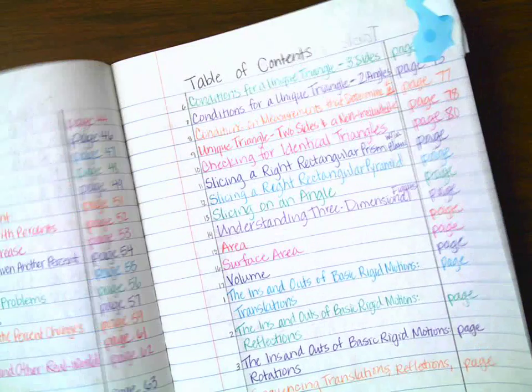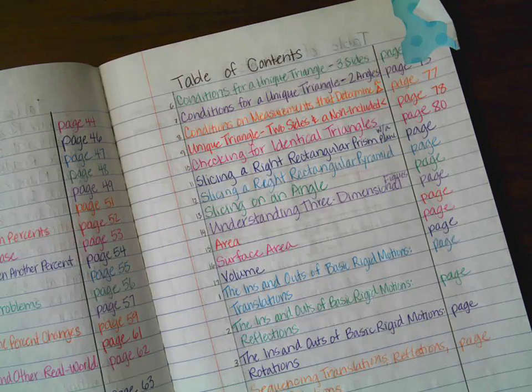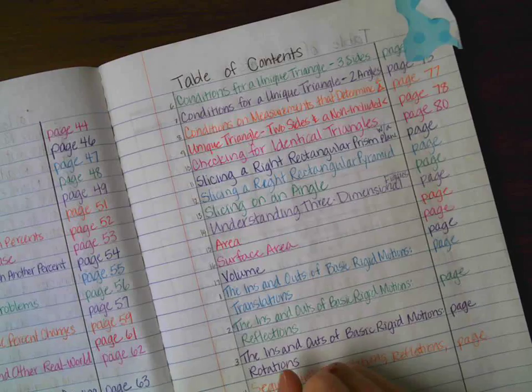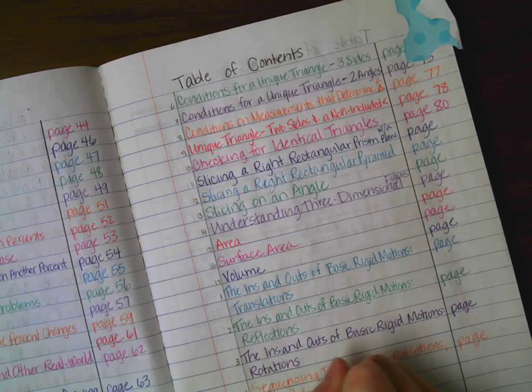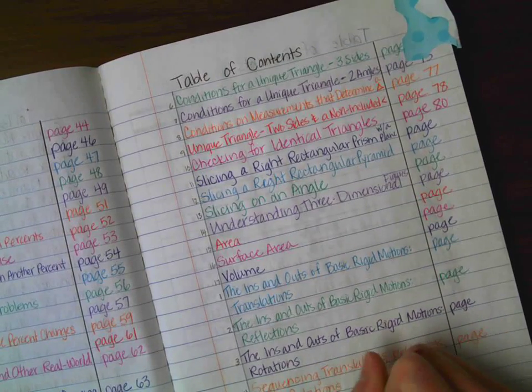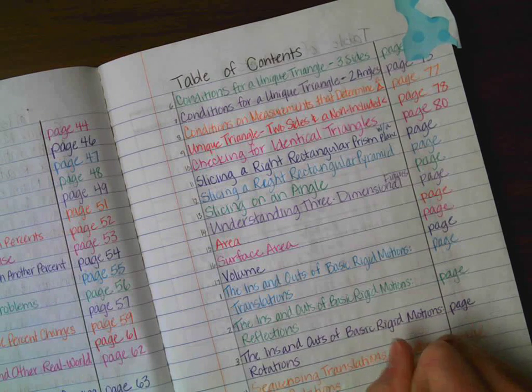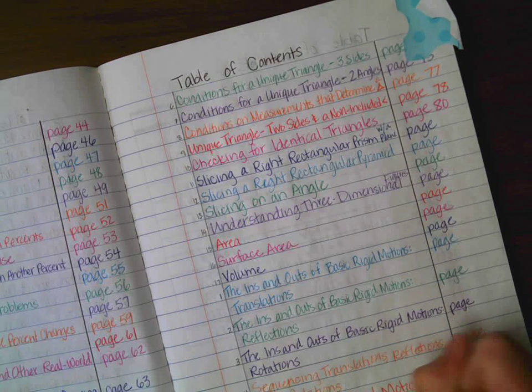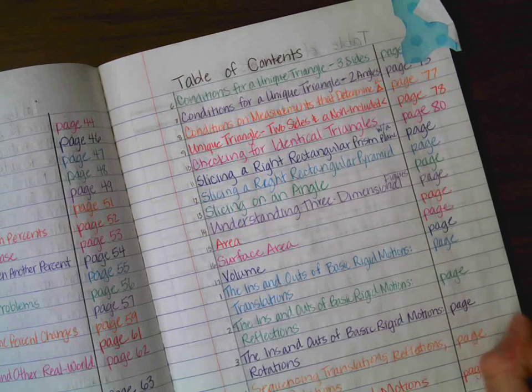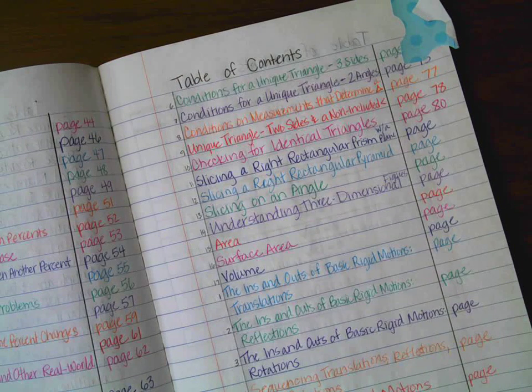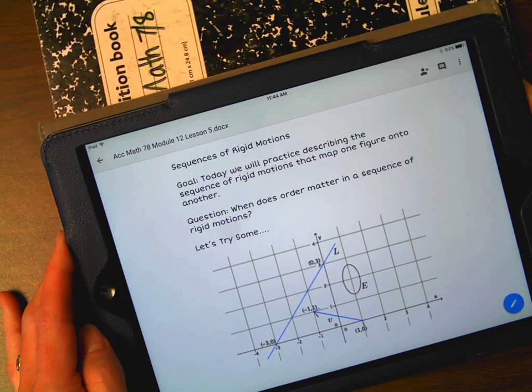We are working in Module 12, and this is going to be Lesson 5. Module 12, Lesson 5 is called Sequences of Rigid Motions. Sequences of rigid motions. Okay, and you're going to put that on whatever page you have in your comp book. And I have it right here, so I'm going to open this up for you. Okay, sequences of rigid motions.